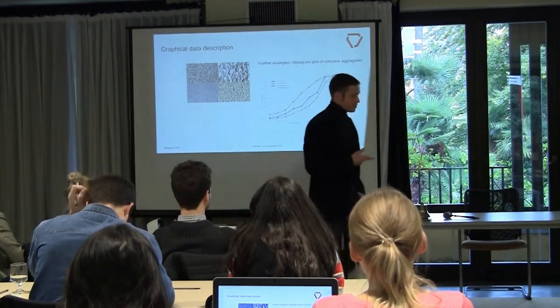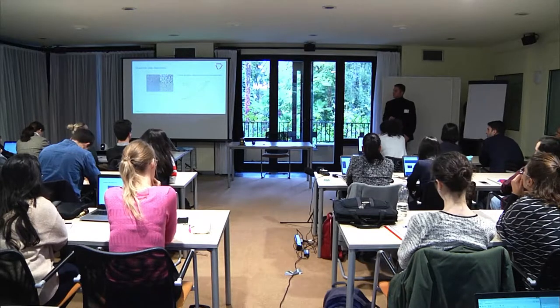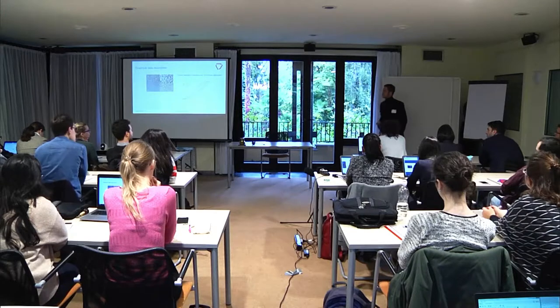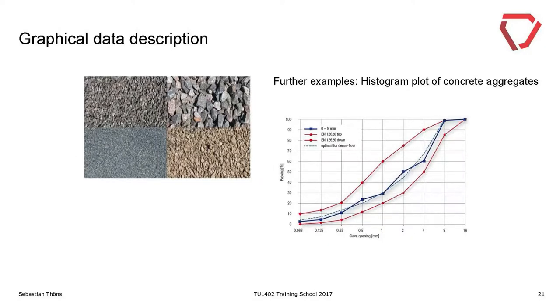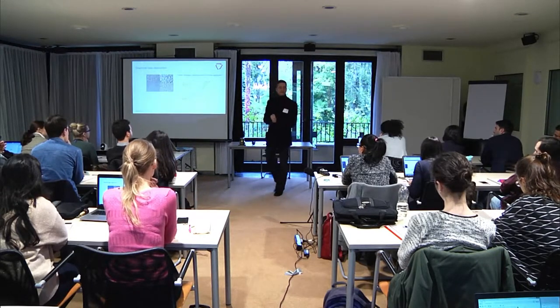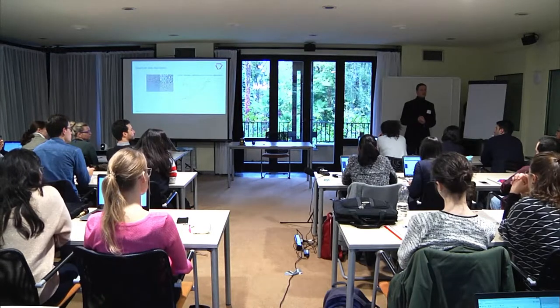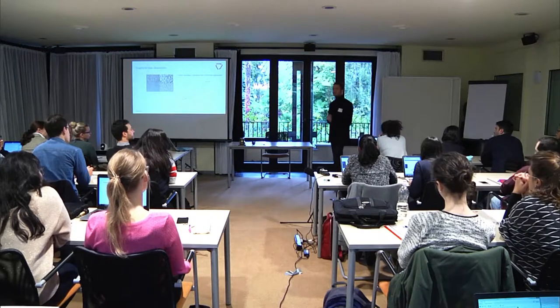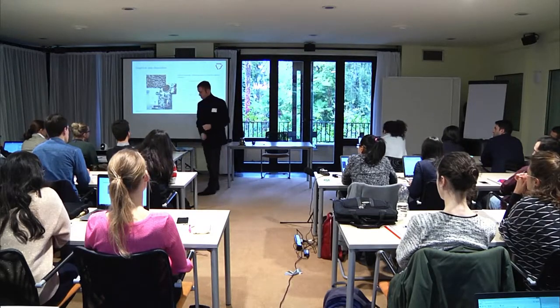This was one example where we obviously need graphical data description. Is there an example which is even more relevant than this one, where we need the distribution of grain sizes? Any examples? Of course, there are many examples on our structures. We can measure strains, and we may have a histogram of the strain observations, right? But what is more relevant? Coffee.